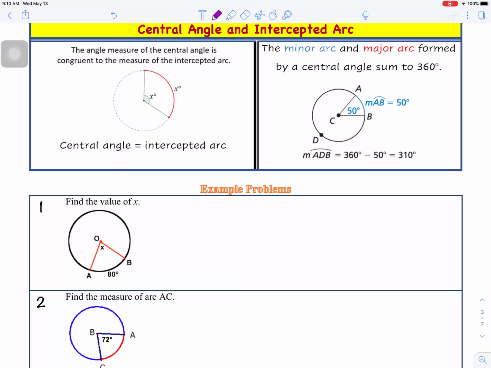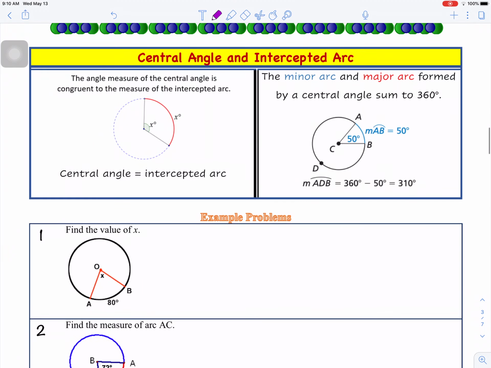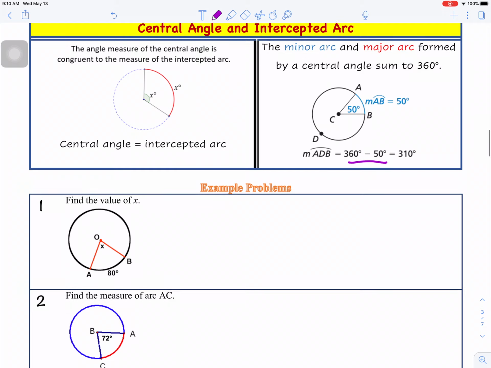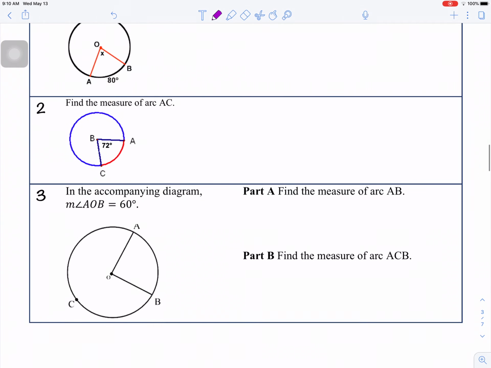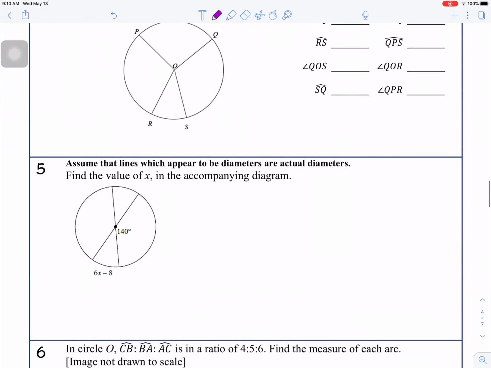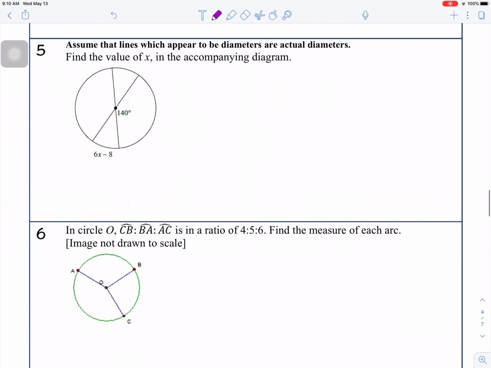and a major arc and a minor arc formed by the same central angle have to equal 360. So if you know that this angle is 50 and this arc is 50, then you could get the major arc by doing 360 minus 50. Here's some problems for you to work on. Showing your understanding of this, okay?